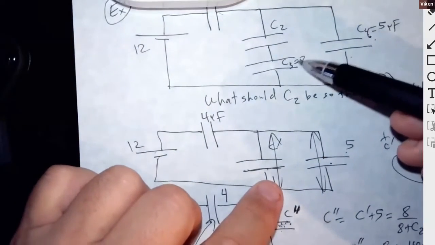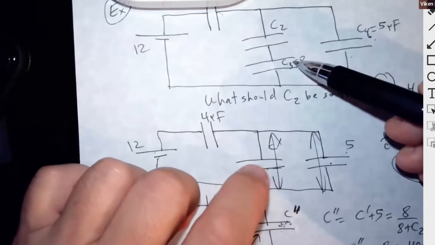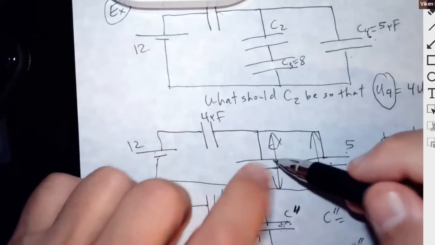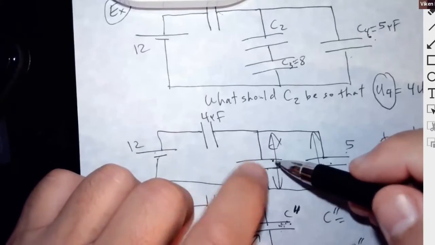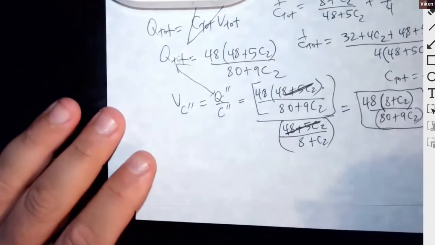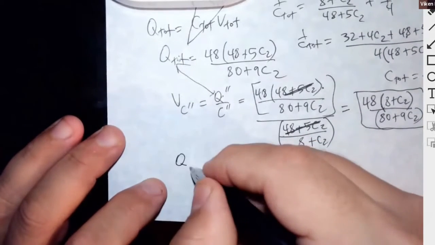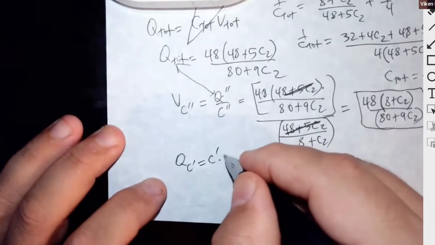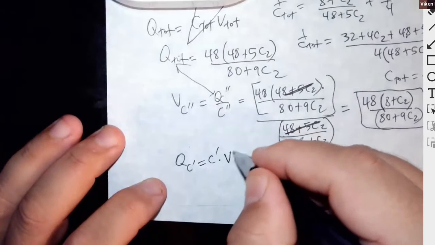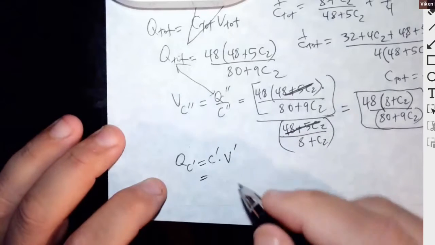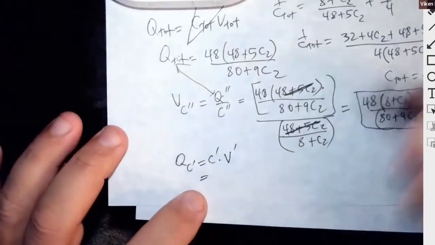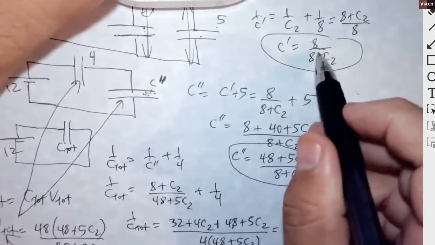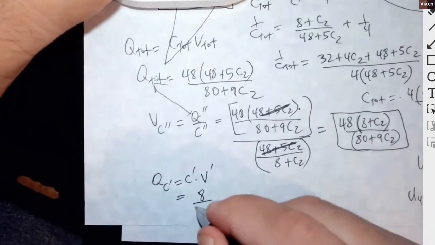In order to go inside and figure this one out, if I know its voltage, I should find the charge of this guy, right? So the charge of this one, QC prime, is going to be C prime times its voltage. So that C prime was what? I've got it right here on the top. C prime is 8 over 8 plus C2.